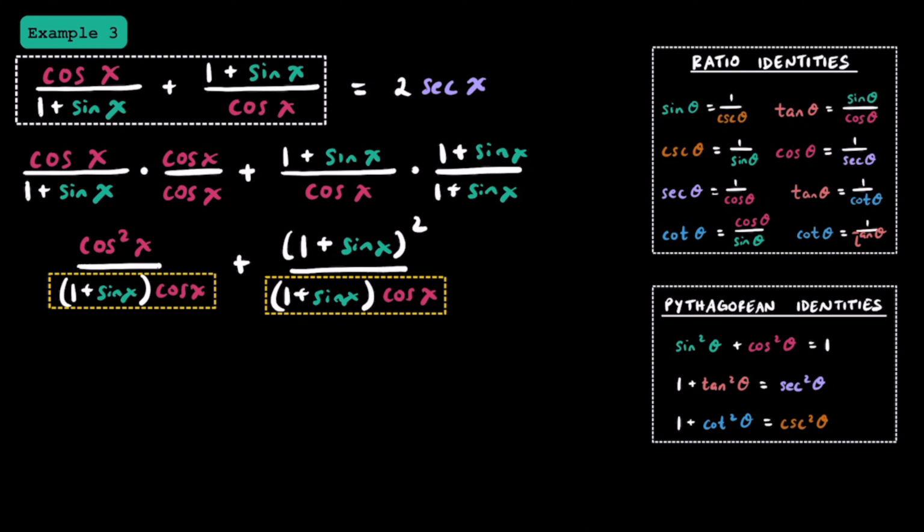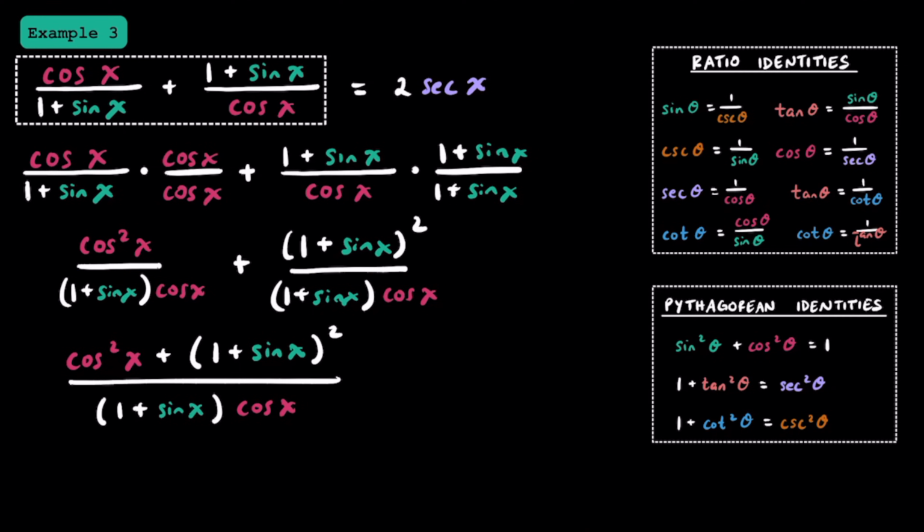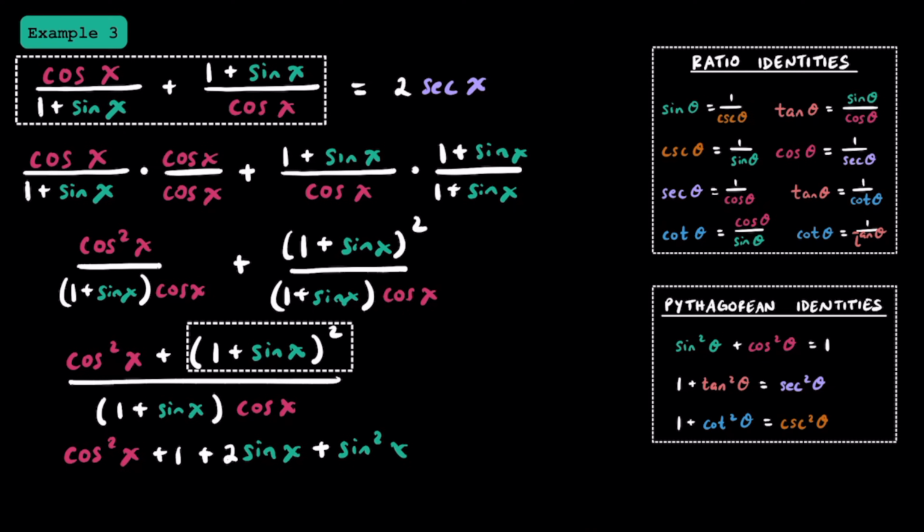Now that we have common denominators, we can combine the two fractions to write it as 1. It's a good idea to pause every once in a while to see if there are any identities that you might be able to use. Unfortunately, I don't see any identities that we can use here. And so, the only thing I can think of doing right now is foiling out this 1 plus sine of x squared. Foiling it out, we're going to have cosine squared of x plus 1 plus 2 sine of x plus sine squared of x. This is still all over the quantity of 1 plus sine of x times cosine of x.